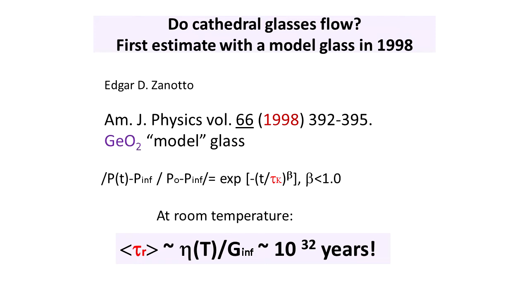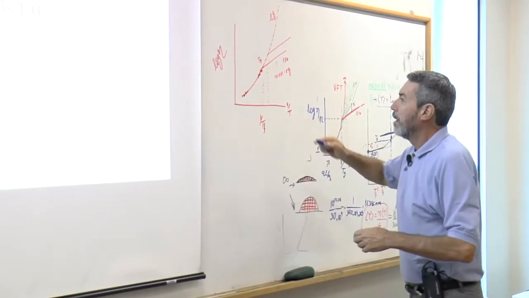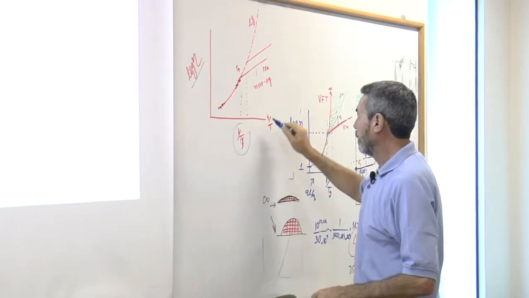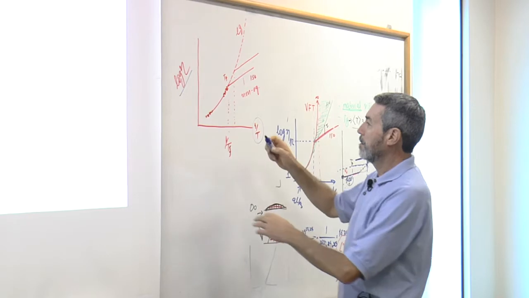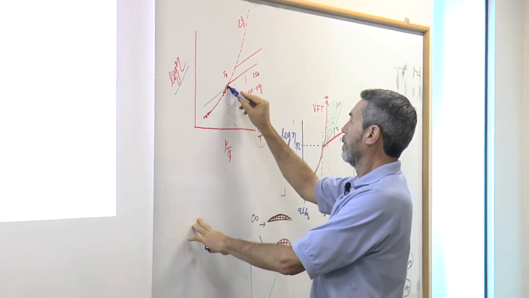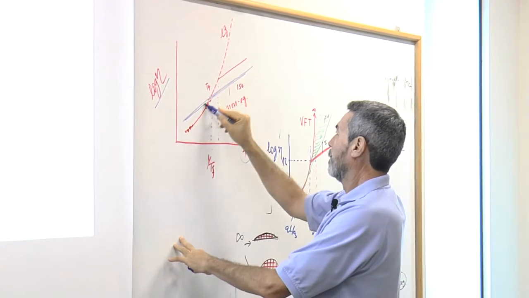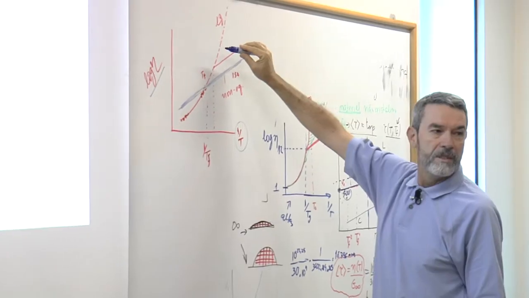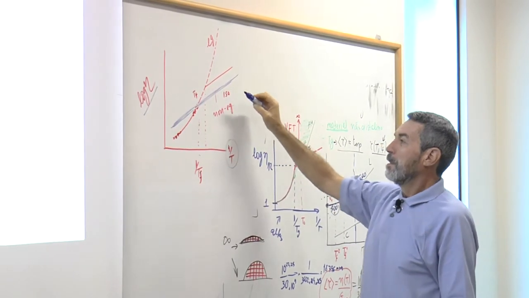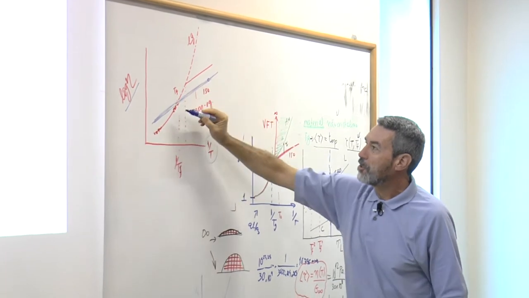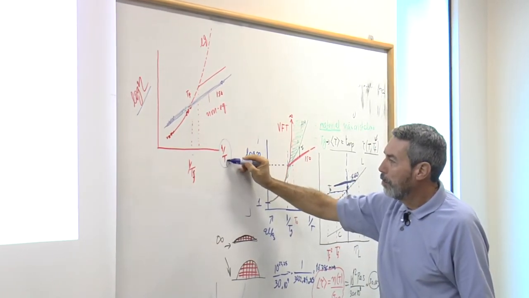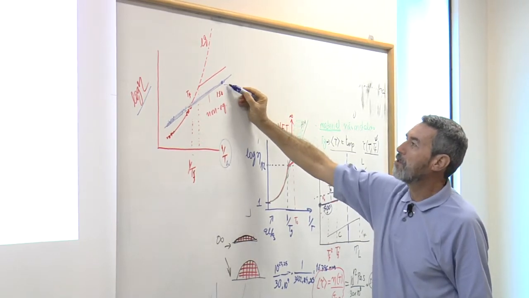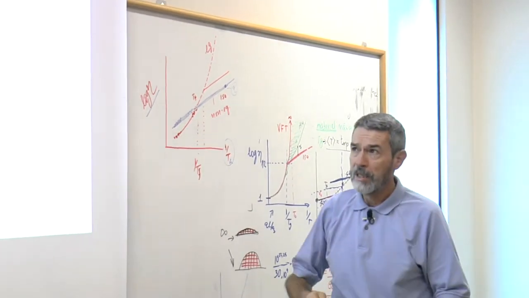If it's a strong glass, the plot of log of eta versus 1 over T will be almost linear. For strong glasses, the viscosity curves are not curved. So if they're linear, one can extrapolate. Data are normally collected here, but we can extrapolate them down to room temperature and have an estimate of the viscosity at room temperature. That's why we used this model glass.